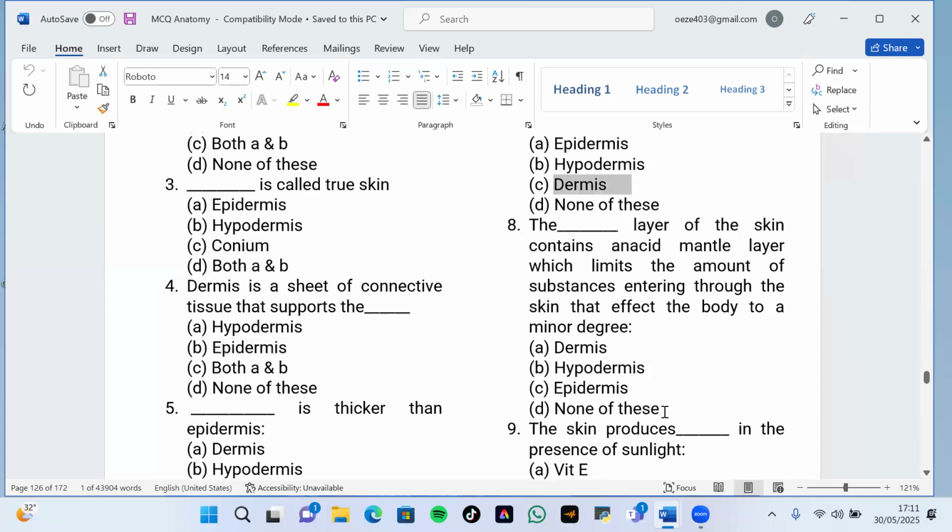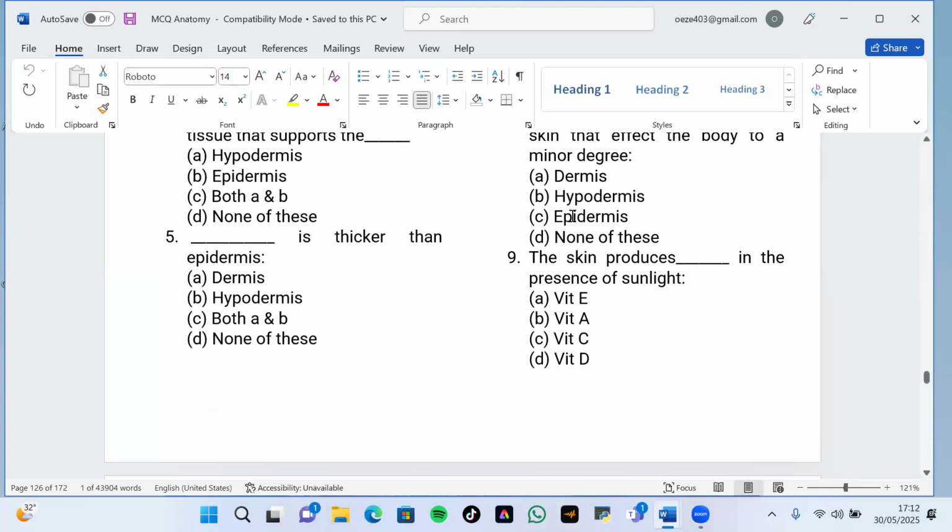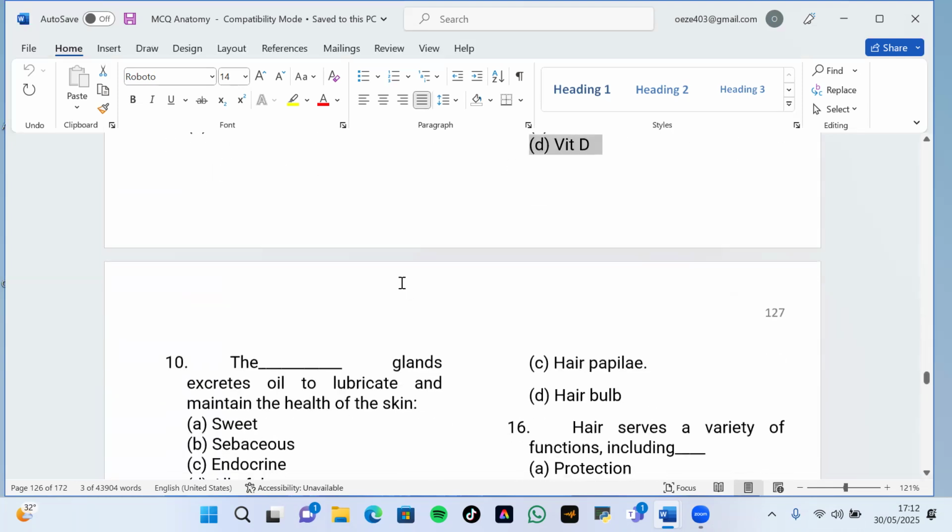The next question says, the dash layer of the skin contains the acid mantle layer, which limits the amount of substance entering through the skin that affects the body to a minor degree. The correct answer is C, epidermis. Question 9 says, the skin produces dash in the presence of sunlight. The correct answer is D, vitamin D. So the skin produces vitamin D in the presence of sunlight.